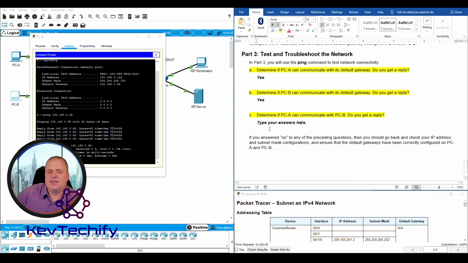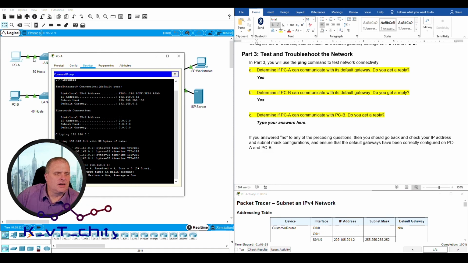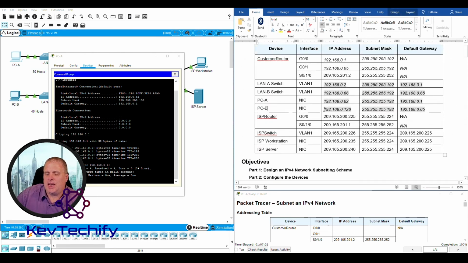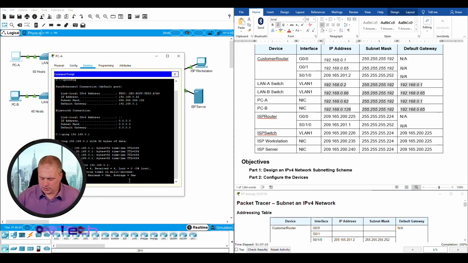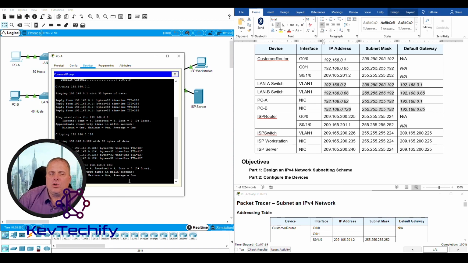Last one. Determine if PCA can communicate with PCB. Do you get a reply? Okay, I'm going to open up PCA here. And they want to see, can I communicate with PCB? Scroll up to my chart. PCB's IP address is 192.168.0.126. Ping space 192.168.0.126. There we go.